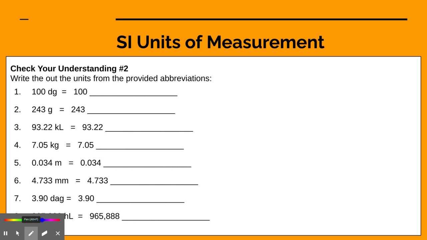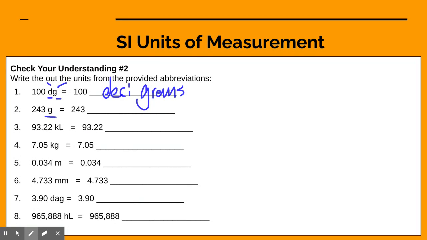Okay, so let's get into this. For number 1, we've got a D and a G. If we look back, we know that our basic units here are grams, and then our prefix here, the D, should be deci. So decigrams, okay?